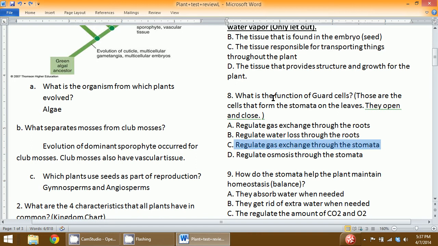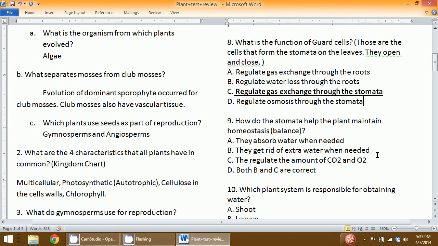Okay. Let's see. B. Oh, I'm holding shift. You may be tempted to pick regulate osmosis, but osmosis is the diffusion of water through a membrane, not gases. So that's liquid water. So that's definitely a tricky one there.